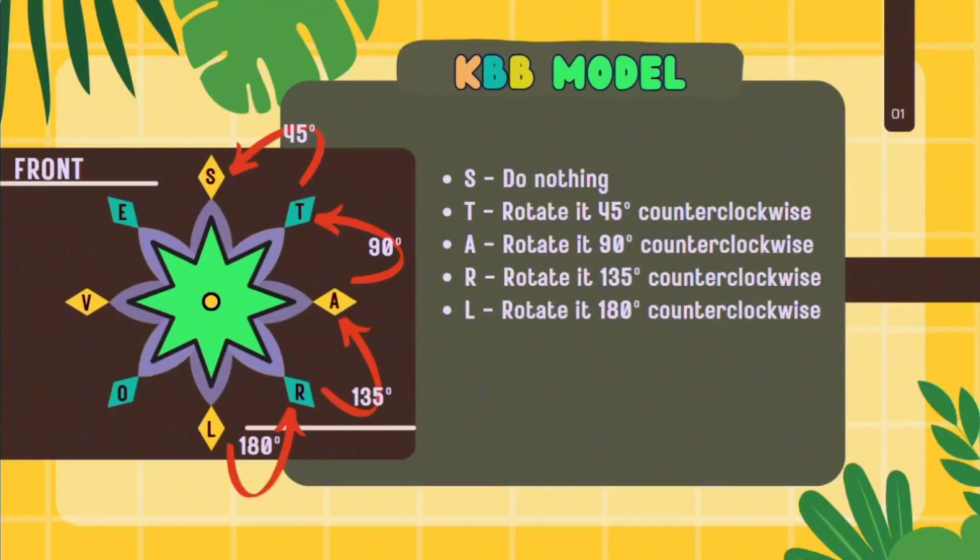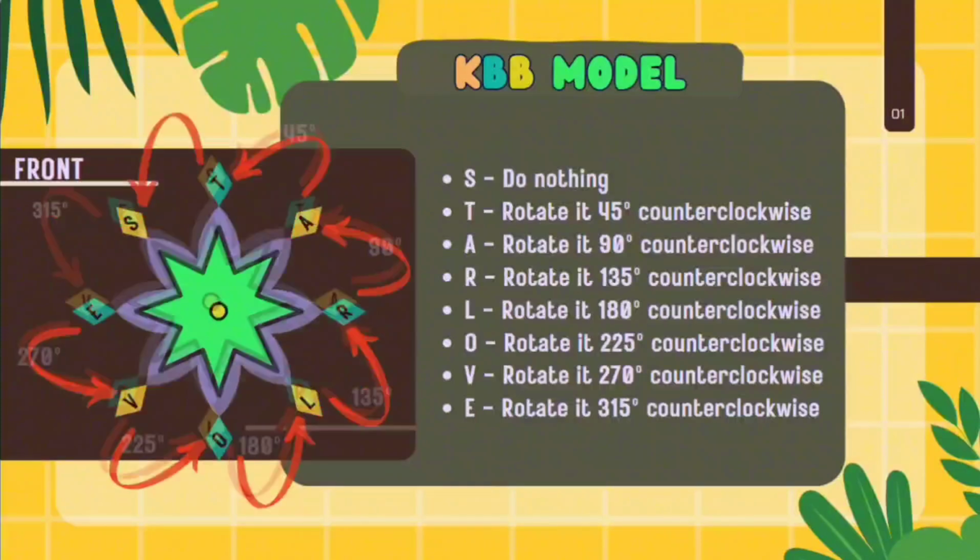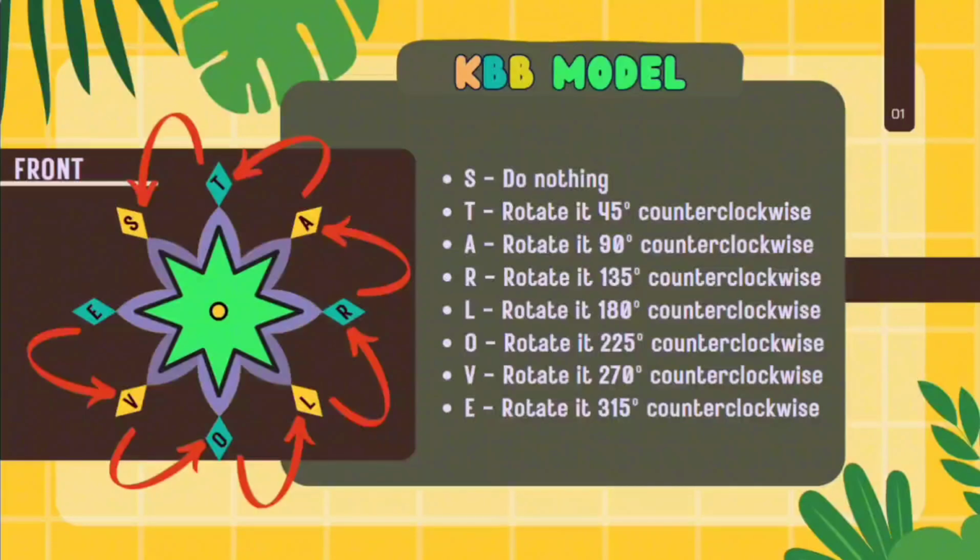L, rotate it 180 degrees counterclockwise. O, rotate it 225 degrees counterclockwise. V, rotate it 270 degrees counterclockwise. E, rotate it 315 degrees counterclockwise. And this will be it for my model's movement and its rotation.